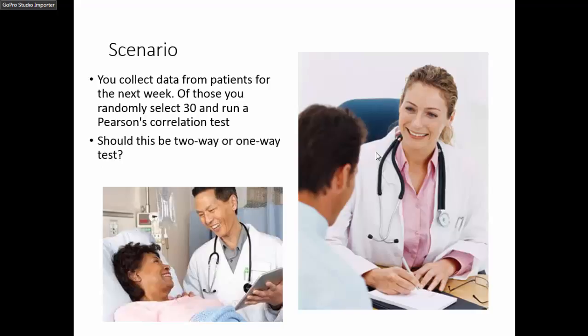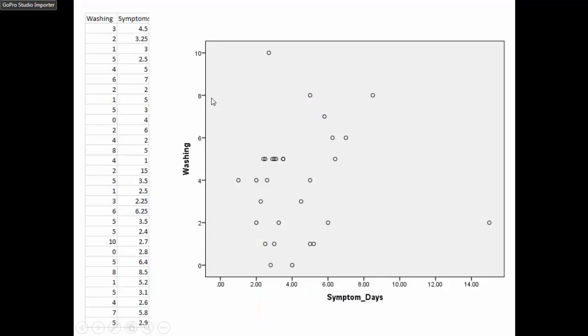So in our scenario, we collect data from 30 patients, and we do a Pearson's r correlation test. We're going to say it's a two-way test here, but if we had an inkling, like if we thought that it would be a negative or positive relationship, it would be a one-way test. This is what the actual data looks like, and you can see this is the graph. I didn't put in a line of best fit, but just by looking at it, you can kind of see, well, maybe it's positive, maybe it's negative.